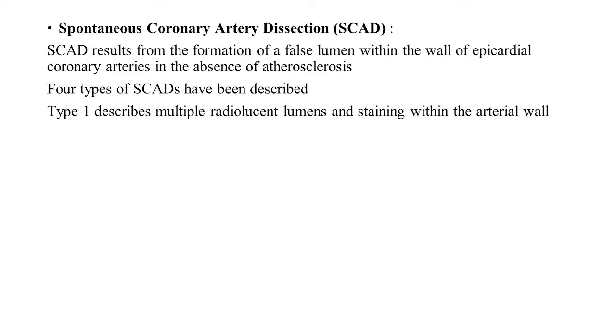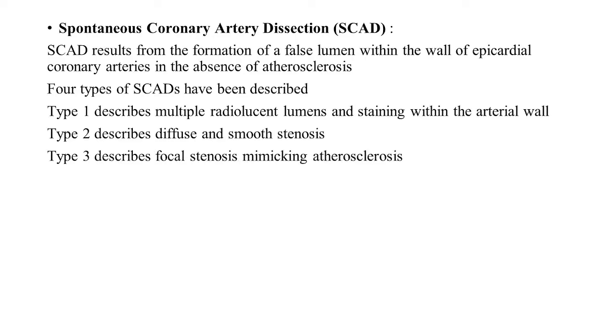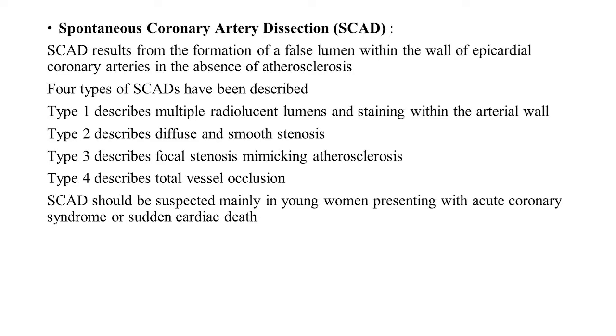This is basically seen when you are doing an angiography. If there are multiple radiolucent lumens staining within the arterial wall, it is type 1. Type 2 is diffuse smooth stenosis. Type 3 is focal stenosis, which mimics an atherosclerotic plaque causing obstruction. And type 4 is a total vessel occlusion. This is most commonly seen in young women who are presenting with an ACS or sudden cardiac death.